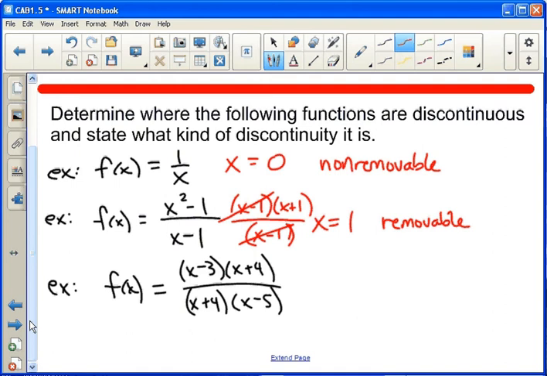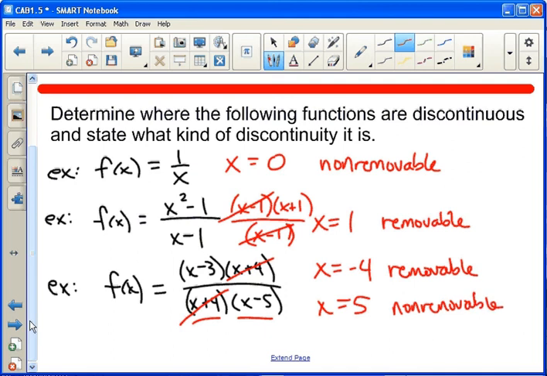So then in the third example, we have discontinuities at both -4 because of this term and at +5 because of this term. Well, if you notice, x + 4 will cancel out with something on top. That tells us it's a hole and it's removable. However, x - 5 won't cancel out, so x = 5 is non-removable. Again, it would be a vertical asymptote.